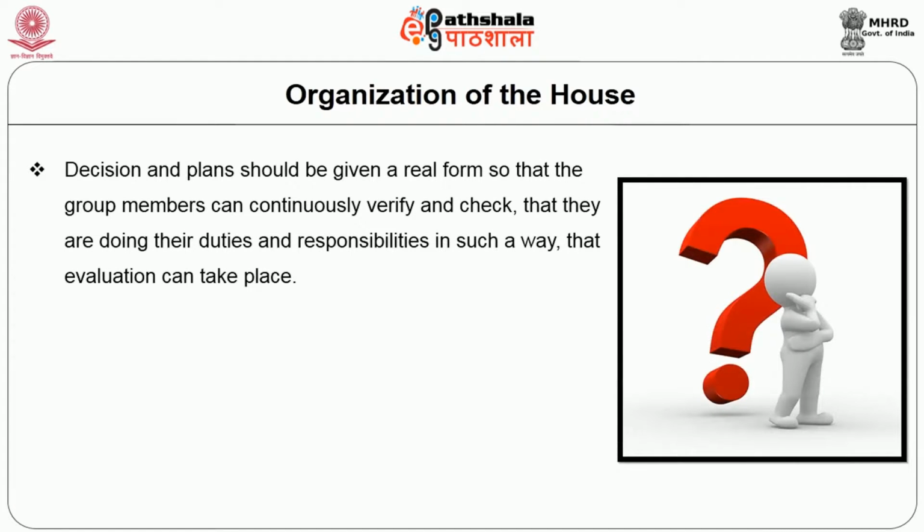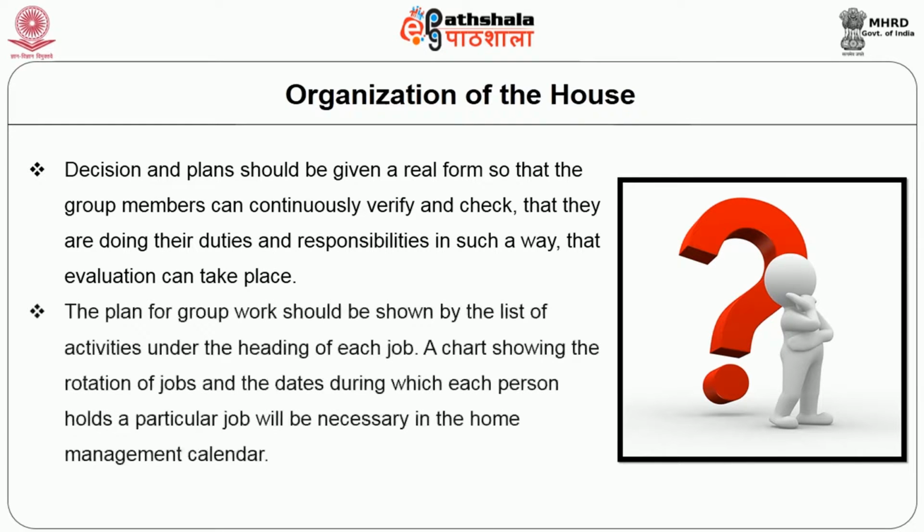Decisions and plans should be given a real form so that the group members can continuously verify and check that they are doing their duties and responsibilities in such a way that the evaluation can take place. The plan for the group work should be shown by the list of activities under the heading of each job. A chart showing the rotation of jobs and the dates during which each person holds a particular job will be necessary in the home management calendar.